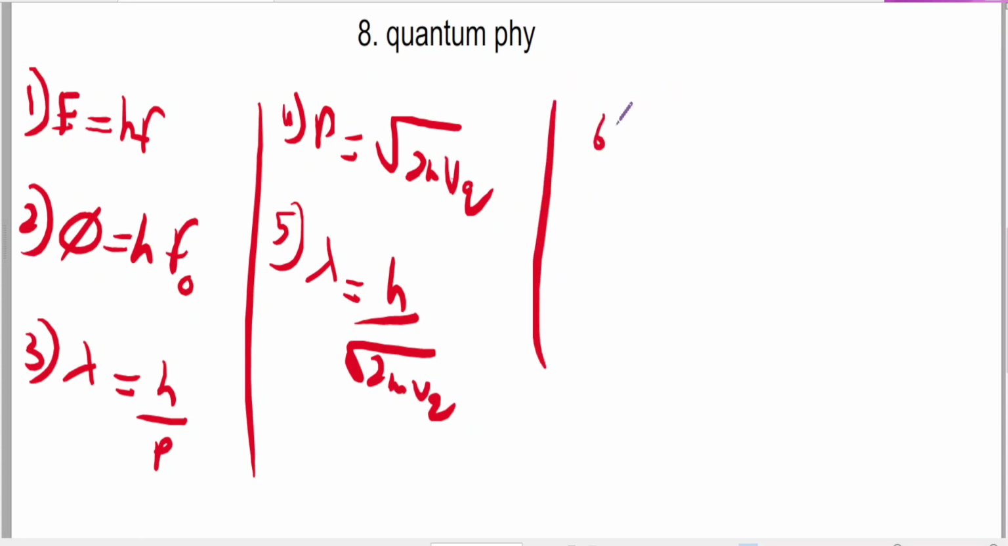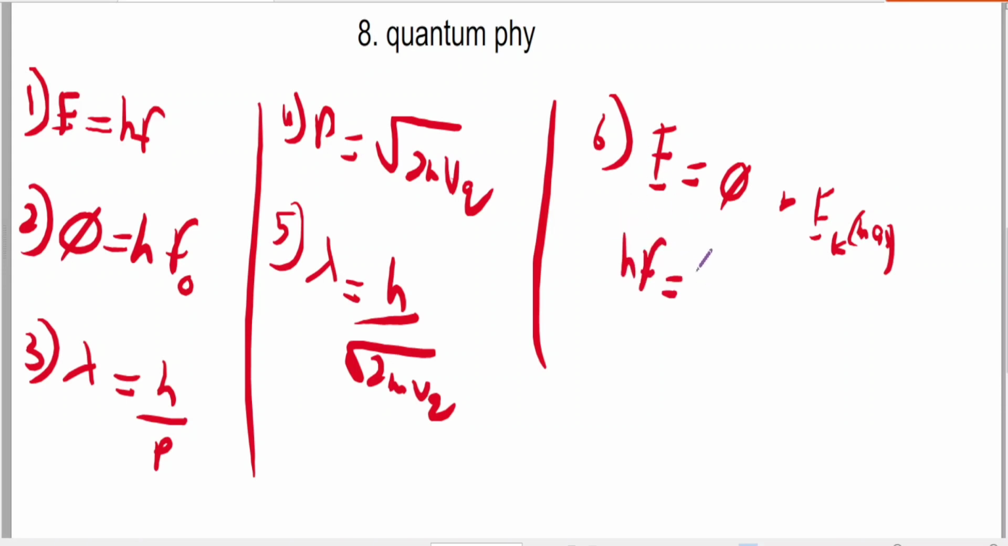The photoelectric equation: total energy E equals the work function plus maximum kinetic energy. This can also be written as hf equals work function plus half mv squared.